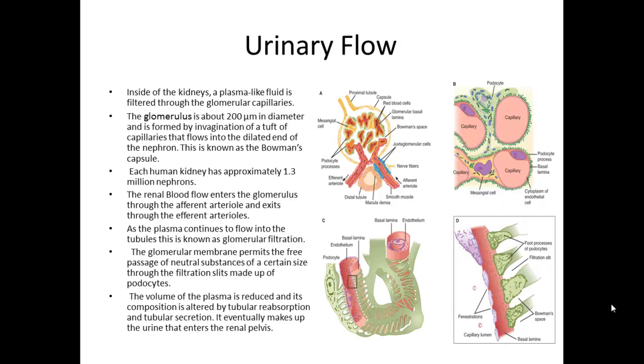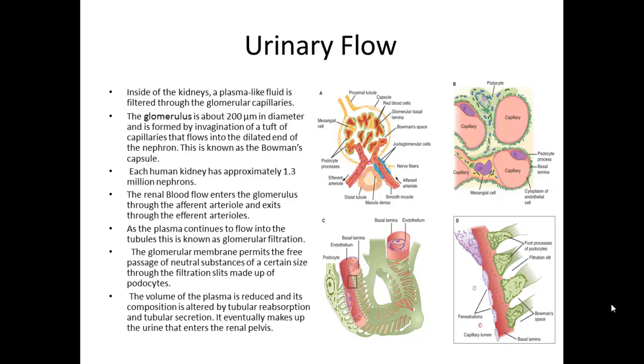Urinary flow. So inside the kidneys, a plasma-like fluid is filtered through the glomerular capillaries. The glomerulus is about 200 micrometers in diameter and is formed by invagination of a tuft of capillaries that flows into the dilated ends of the nephron. This is known as the Bowman's capsule. So each human kidney has approximately 1.3 million nephrons.